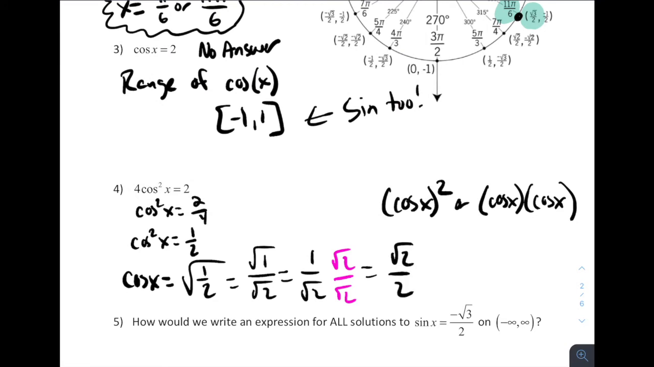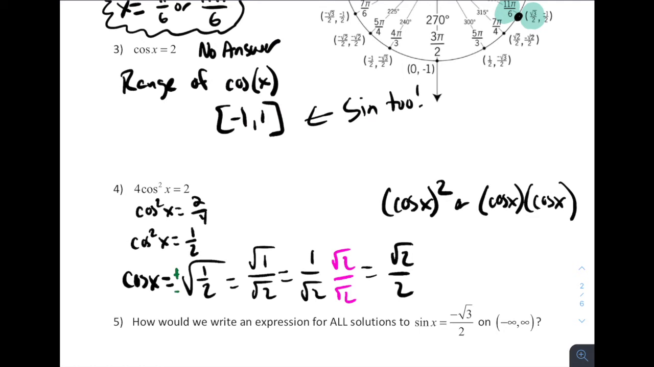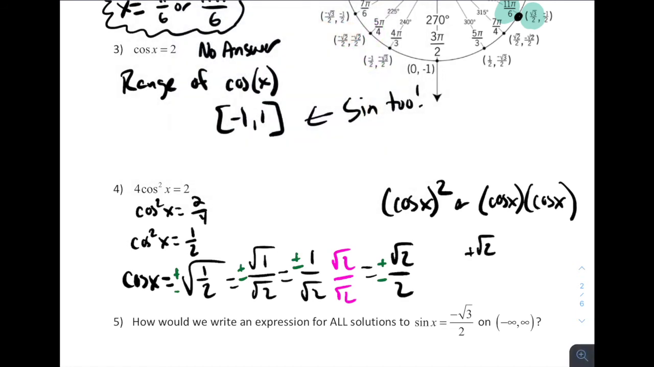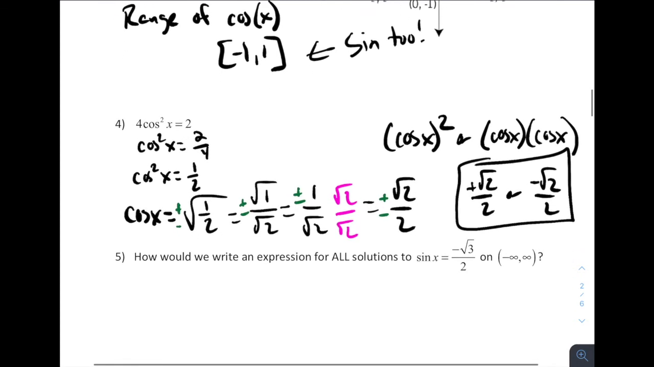Now, one thing I should mention, and we don't want to forget: notice here I took the square root of both sides. Since I took that square root of both sides, I do need to be careful to add a plus or minus. So this is plus or minus, this is plus or minus. And so there are two answers for this problem. One of those is positive square root of 2 over 2. The other is negative square root of 2 over 2. And those would be our answers for problem number 4. So if we took that, we could plug it into our equation. That would give us the correct answer for this.